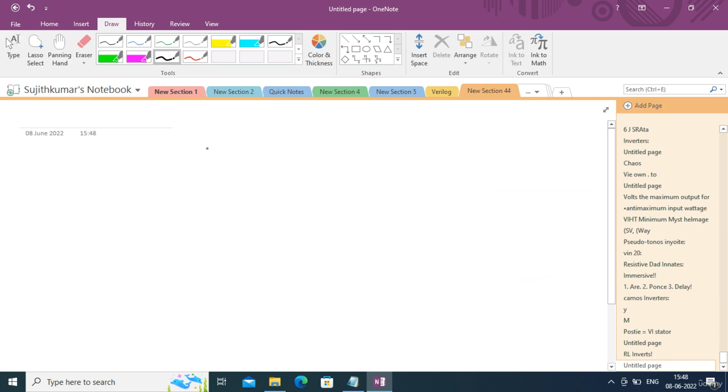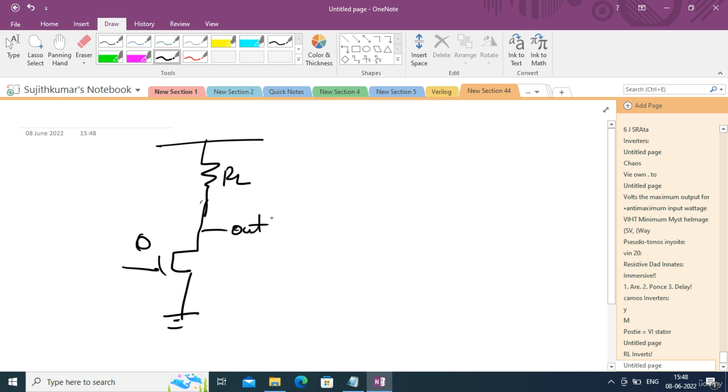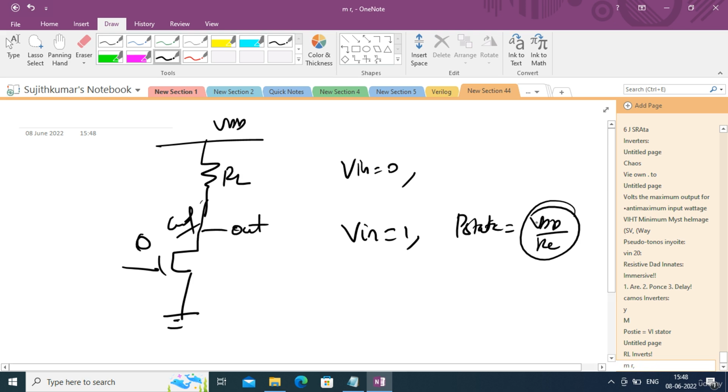Similarly, for the same resistive load inverter, when you make the input as 0, there is no direct path between the VDD and the ground. So when you make the input as 0, there is no static power consumption. Only when the input is 1, there is a static power consumption, which can be given by VDD divided by RL. That is the current.